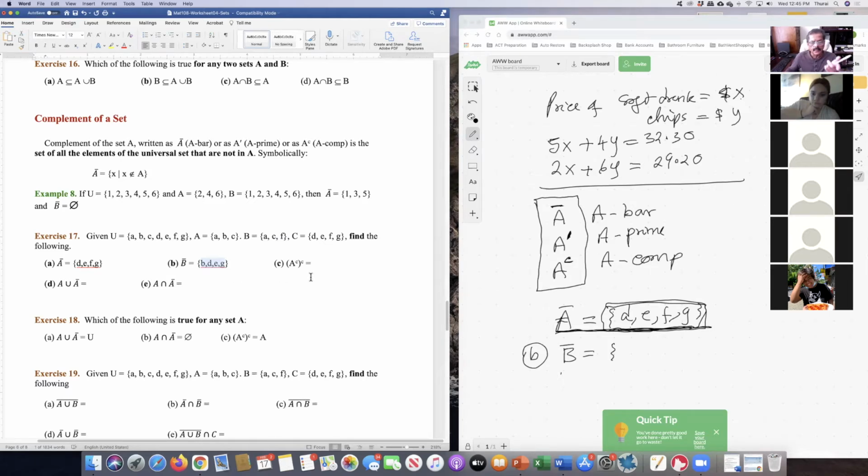Now the next question is A complement, which is same as saying A bar bar. So let me erase this here. So we want to find A bar bar. So you see that A bar has D, E, F, G. I want to find A bar bar. That means complement of this set, right? Which means all the elements of the universal set that are not here.